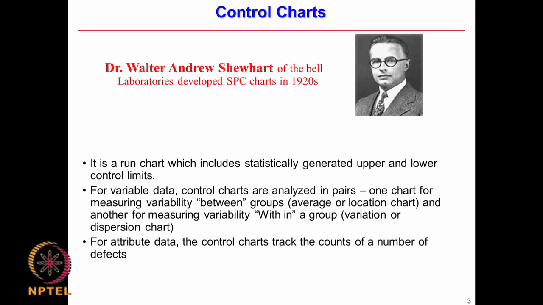So, today suppose I got a bolt of 10 and 10.5 diameter. The average will be 10.25 and the variability will be 0.5. So, I will have two graphs.